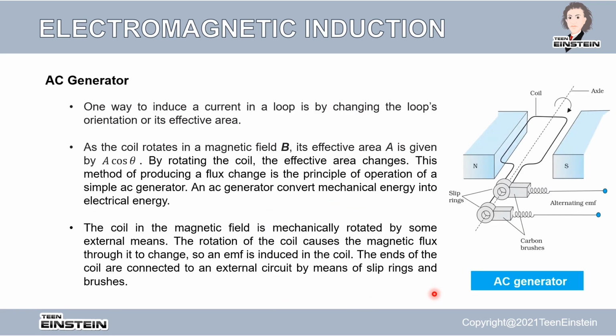Okay. So now let's move on to AC generator. One way to induce a current in a loop is by changing the loop's orientation or its effective area.